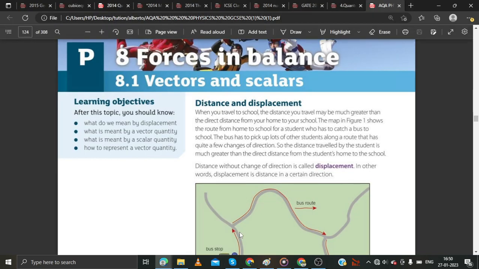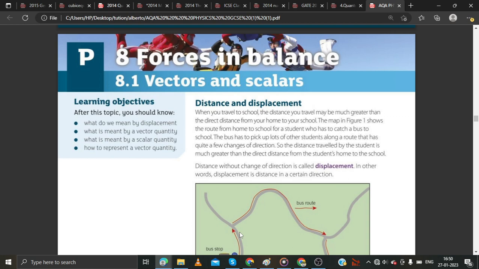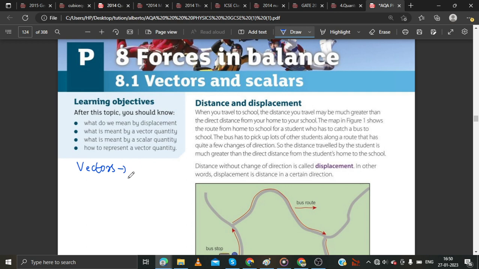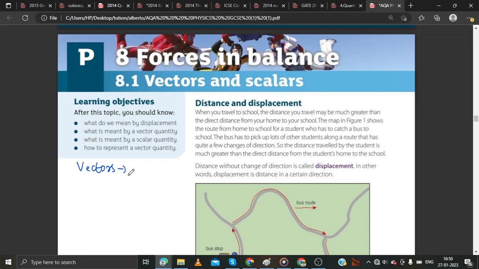Good morning, students. Today we will be discussing forces, and particularly vectors and scalars. Vectors are quantities that have magnitude and direction, whereas scalars only have magnitude.